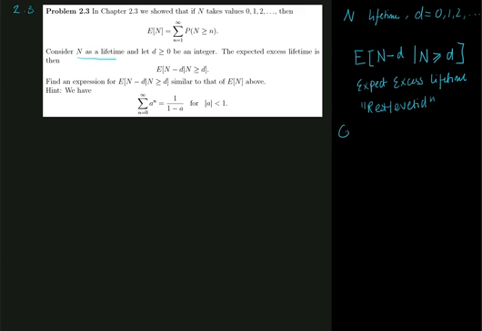So our goal in this exercise is to find an expression for the expected excess lifetime similar to that of E of n here. So find an expression for this similar to a sum of survival probabilities.